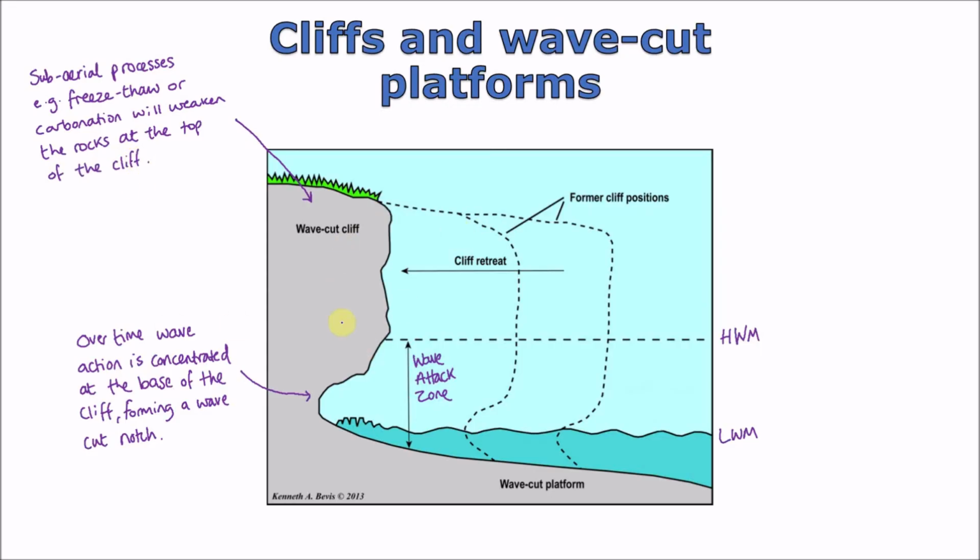Eventually, what will happen is that wave cut notch will increase in size until the top part of the cliff can't be supported anymore, and then that part of the cliff will collapse through some form of mass movement, most likely a rockfall or a landslide. So again, let's add that onto our diagram as well.